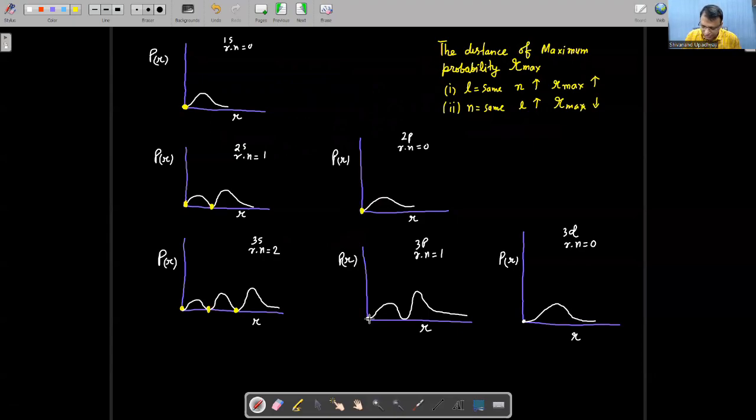In the same way, for 3p, the number of radial nodes is equal to 1. It will start from the origin. At the origin, this value will be 0. Here you can see that the height is increasing.